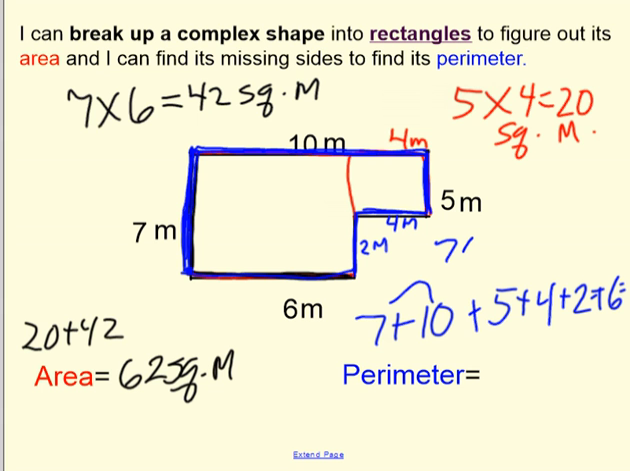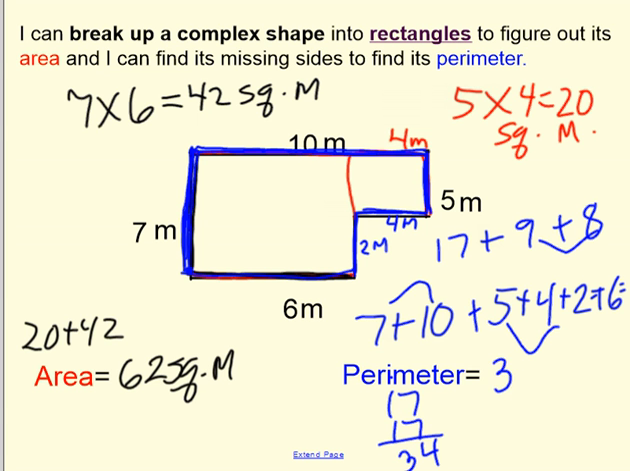So 7 plus 10 is 17. So that's 17 plus 9 plus 8. 9 and 8 is 17. So 17 and 17 is 34. The perimeter equals 34, and the unit is meters, not square meters. That's for area. So 34 meters equals the perimeter. The area equals 62 square meters.